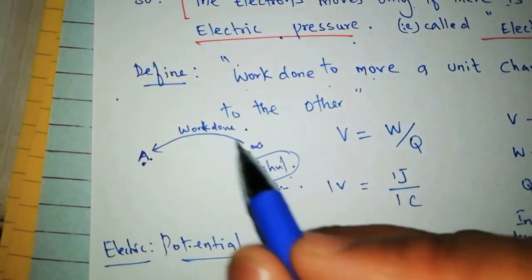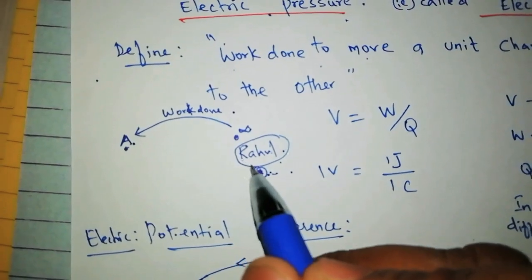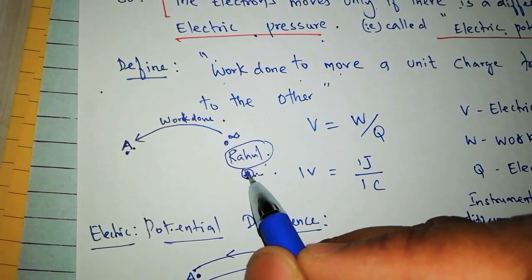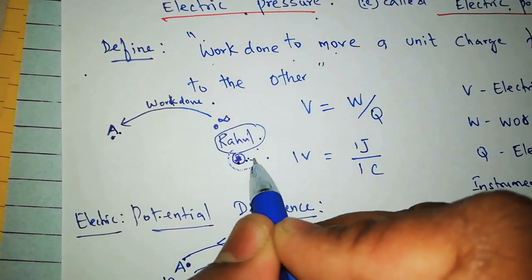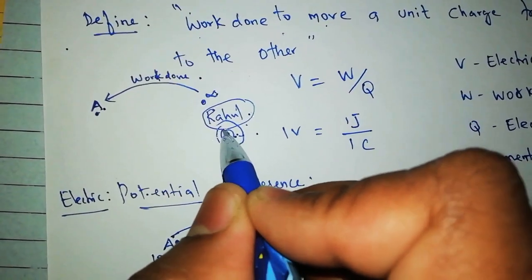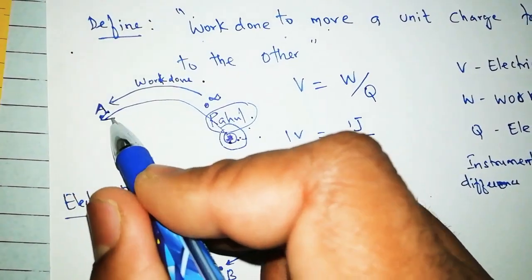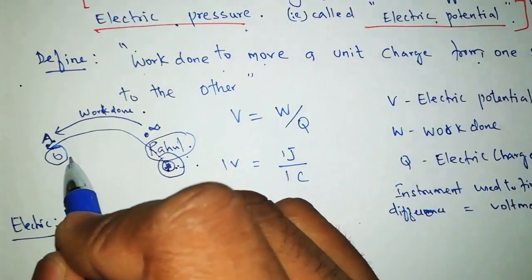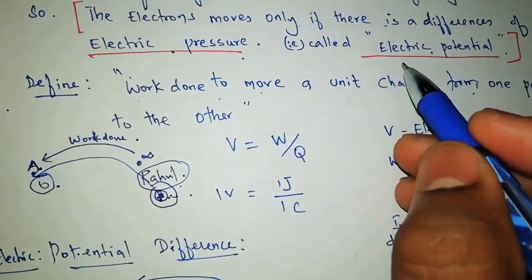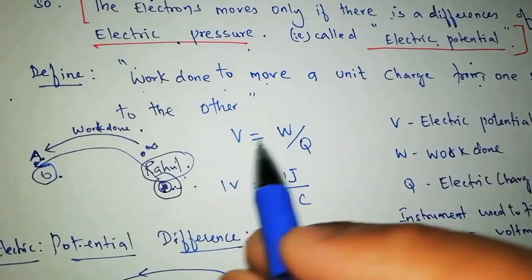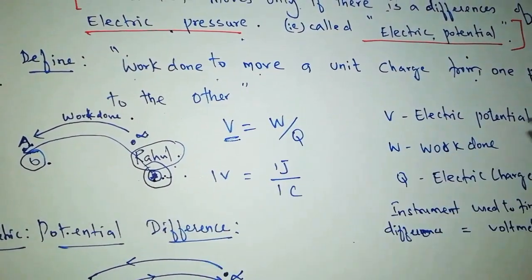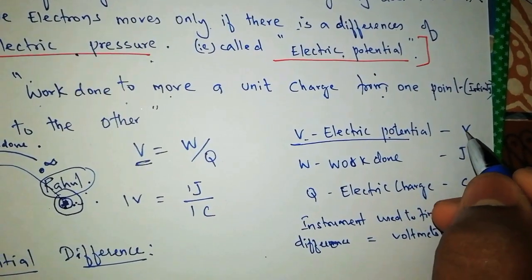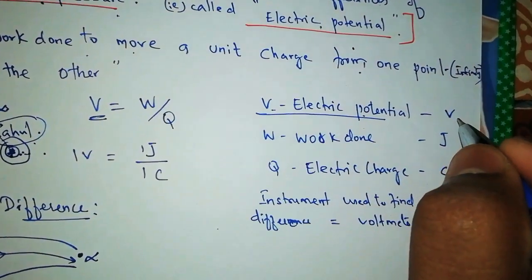Whenever he is bringing the charge, along with that he is doing some work, right? Definitely he is doing some work. So what happened is that the work done will also be added up with the charge. So he is bringing the charge from infinity to A. Now he is keeping it here, right? And that is what we actually say as electric potential. Electric potential is always denoted by the letter V, and the unit of that is volt. V represents volt.